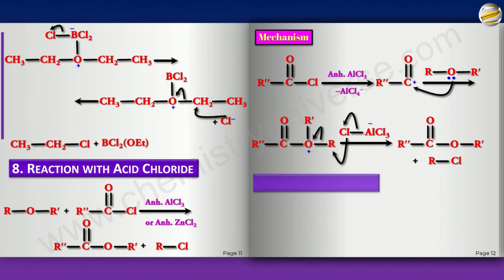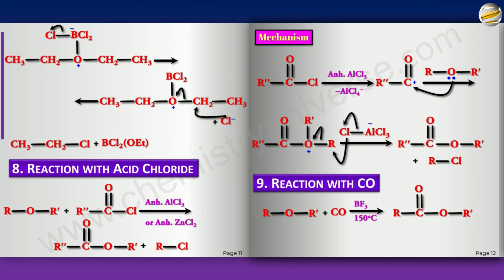Then comes reaction with carbon monoxide. Again, this forms an ester. And again, we have to find out that if this CO is getting attached, the CO is getting in between this R and this O. There's a CO coming in between them to form an ester. So again, we have to find out between which alkyl group and O will the CO come, which we can only know if you know the mechanism. And this is the mechanism.